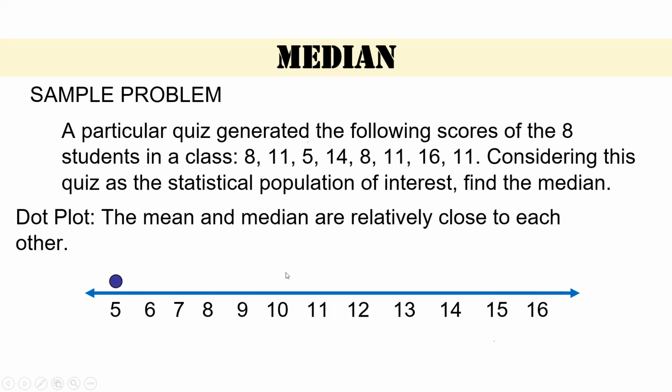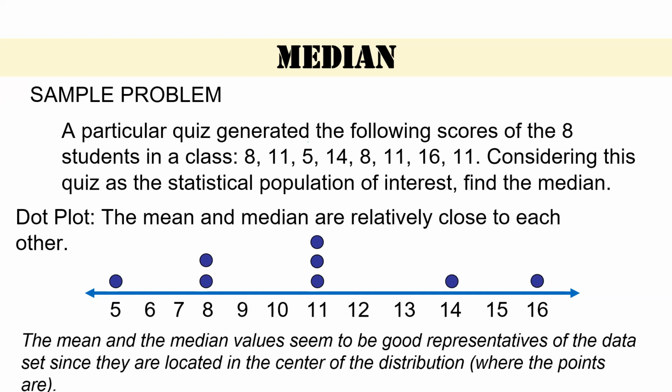So, there is one 5 as a score. You have 8, but there are 2 8s, because 8 appeared twice. So first, you put here the 8, and the second 8 on top. Next, you have 11, but 11 appeared 3 times, so you put 11 that way. And you also have 14 and 16.